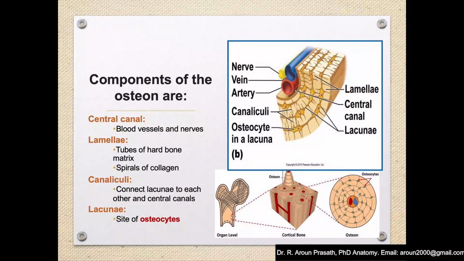Okay, now the components of the osteon. When you take the osteon, there are central circular lamellae, which are made up of these osteocyte cells, and in the center you have the nerve, arteries and veins, and also lymph vessels. So what you see here is the arrangement of osteocyte cells. We call it a Haversian system.